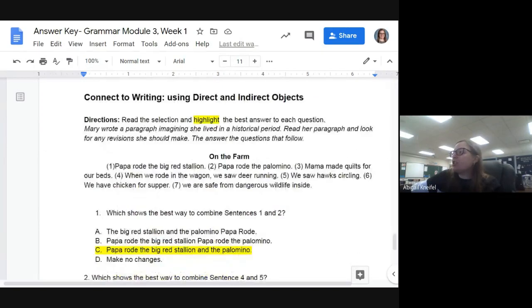What you had to do was read the sentences, and then figure out which one made the most sense because they could be rewritten. So, on the farm, Papa rode the big red stallion. Papa rode the palomino. Mama made quilts for our beds. We rode in the wagon. We saw deer running. We saw hawks circling. We have chicken for supper. We are safe from dangerous wildlife inside. Look, another typo.